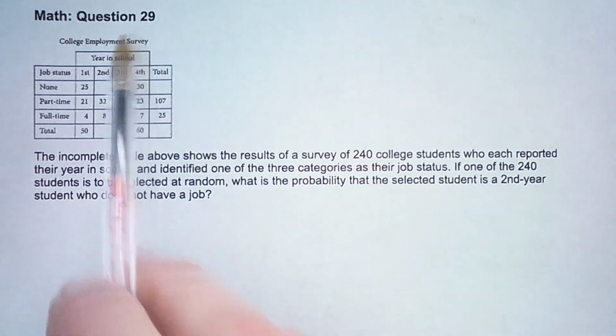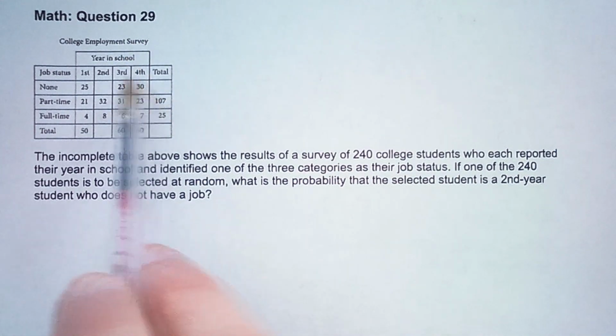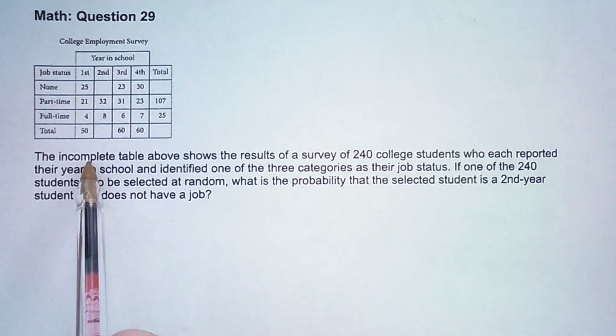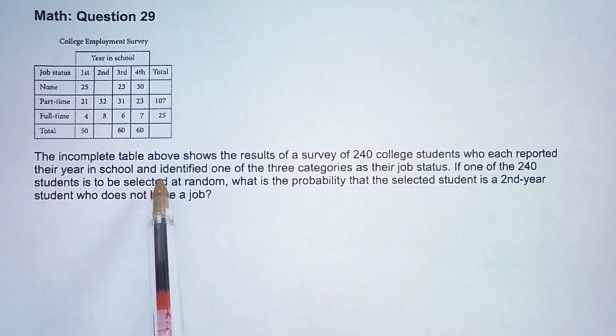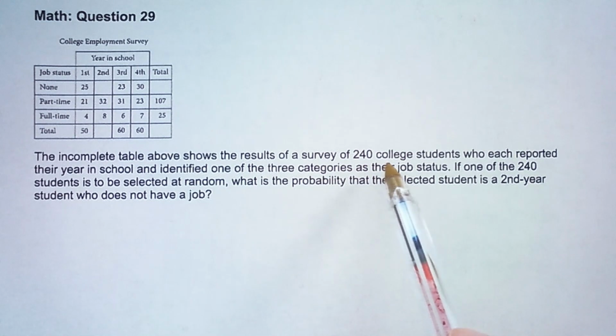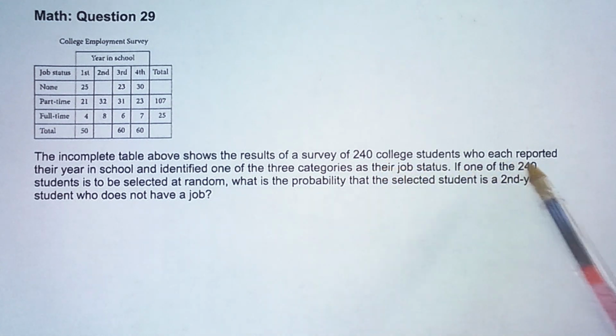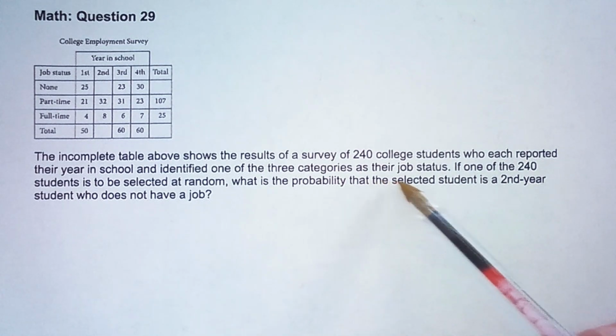Okay, so here is a college employment survey, results put in a table, but the table is incomplete. It's got some gaps in it. It shows the results of a survey of 240 college students who each reported their year in school and identified one of the three categories as their job status. If one of the 240 students is to be selected at random, what is the probability that the selected student is a second-year student who does not have a job?